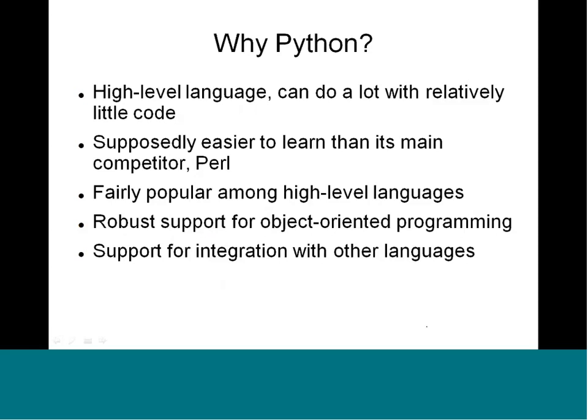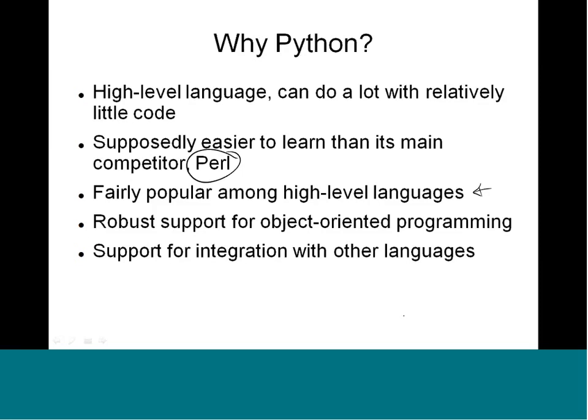So why Python? It's also supposed to be easier to learn than the main competitor, Perl. So it kind of replaces Perl with more definite concepts. I'll explain those things. Python nowadays is fairly popular among high-level languages. In fact, some companies are built on Python, for example Google. In Google, people use Python quite frequently, and basically that's the main programming language.